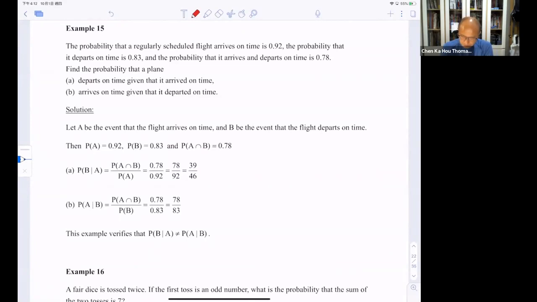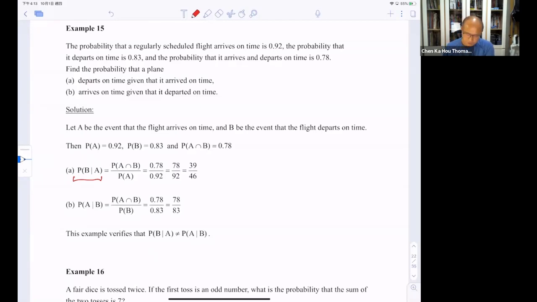The probability that a regular scheduled flight arrives on time is 0.92. The probability that it departs on time is 0.83. And the probability it arrives and departs on time is 0.78. Find the probability that a plane departs on time, given that it arrived on time. So this is the probability symbol B given A. B given A is A and B over PA, so we just put the numbers, quite easy to solve.